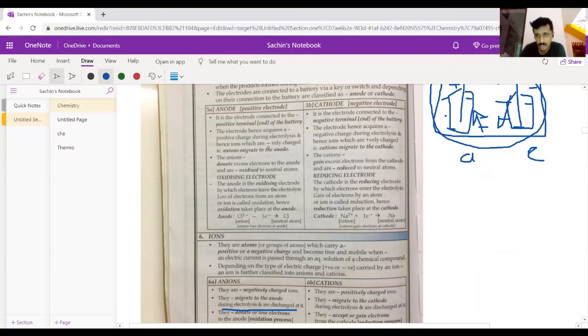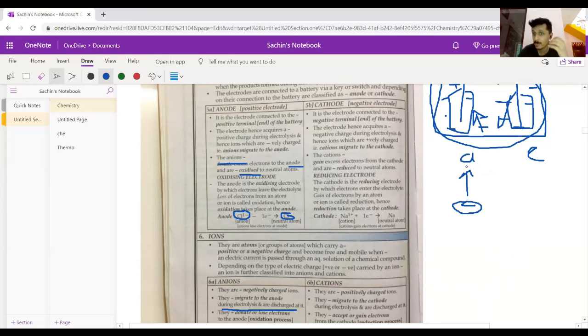Anions are negatively charged, and hence anions move towards the anode. Negatively charged anions move towards the anode, and they give electrons to it. Anions donate excess electrons to the anode, and they will be oxidized. You know, donation of electrons is oxidation. Hence, anodes are also known as oxidizing electrodes. For example, Cl minus gives an electron and becomes a neutral Cl atom. Anodes are known as oxidizing electrodes because they oxidize the anions. They make the anions give up electrons and become neutral atoms.